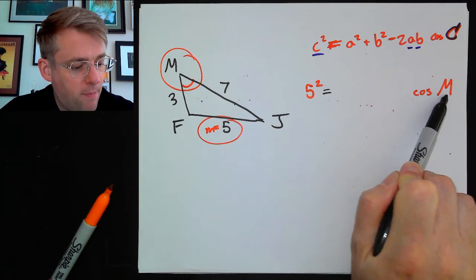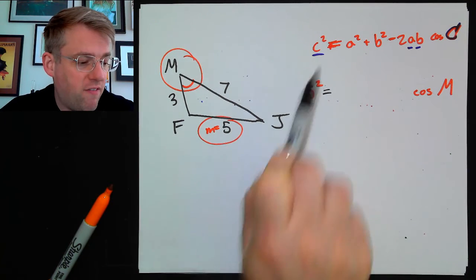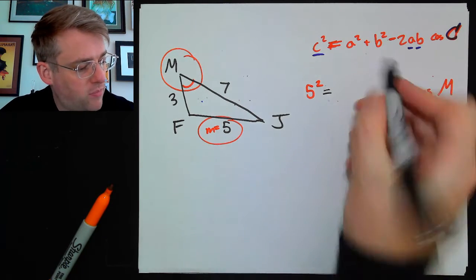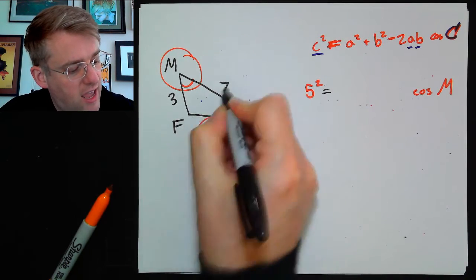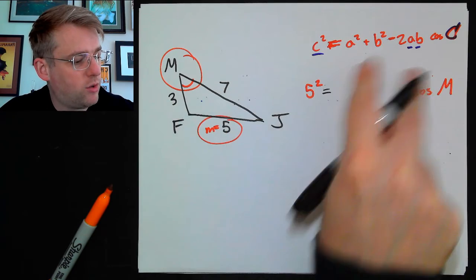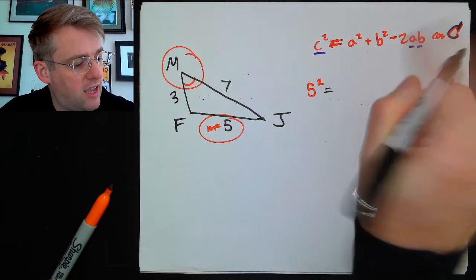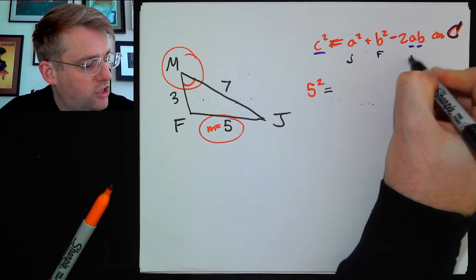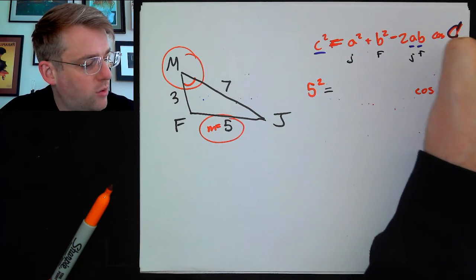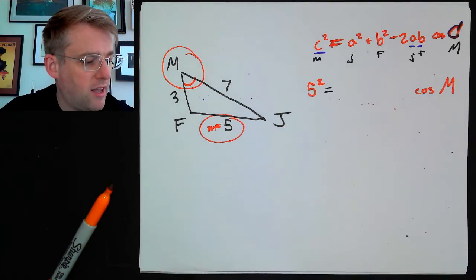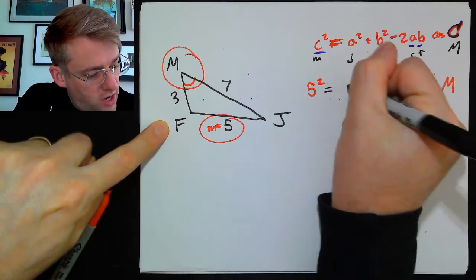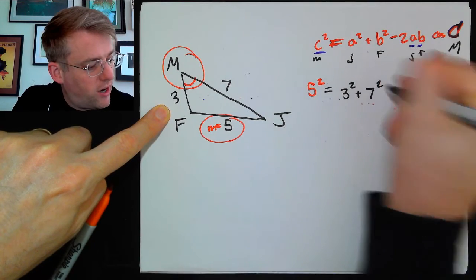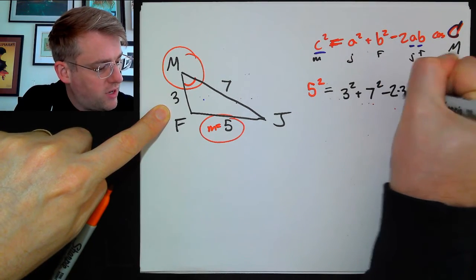So when we're finding m, we've got to match side of 5 as our left-hand part of our equation. It's okay. So j and f are 3 and 7, and those are going to take our place of a and b. J and f, whereas here we had big M, little m. So 3 squared plus 7 squared minus 2 times 3 times 7.